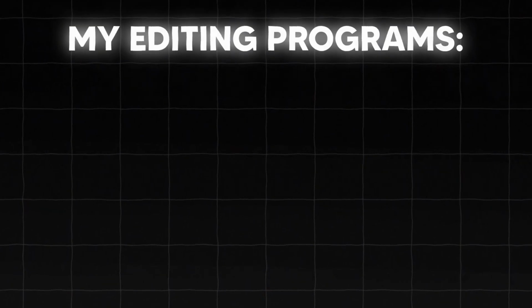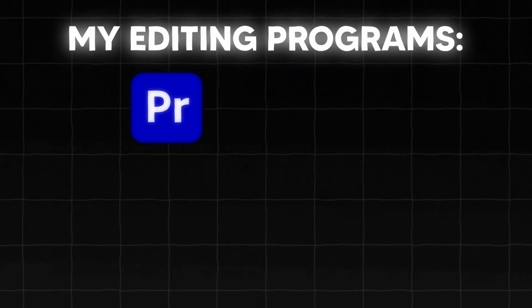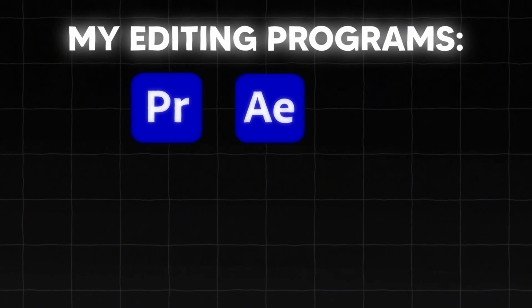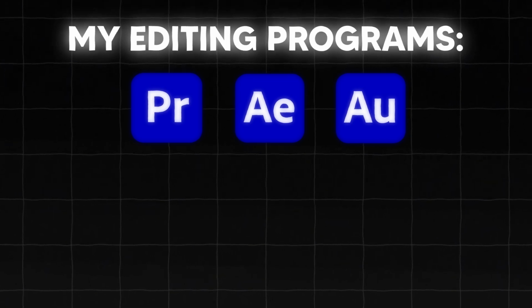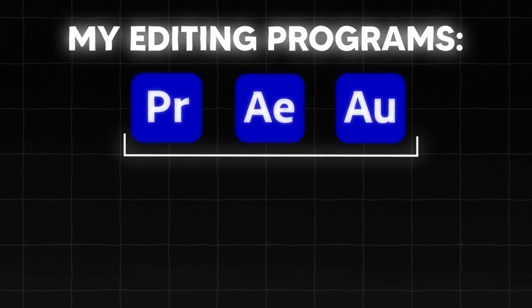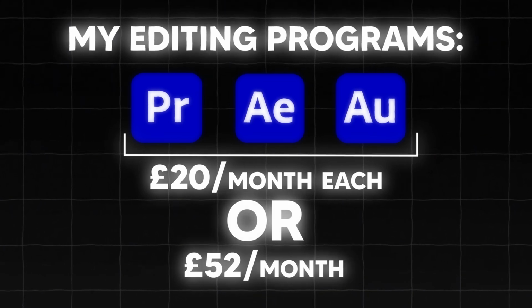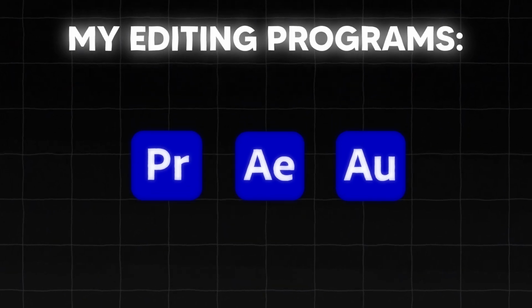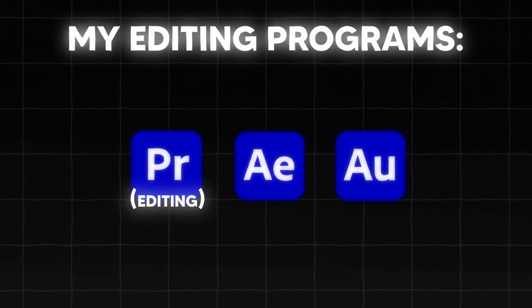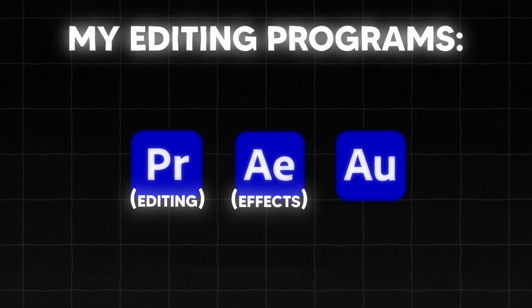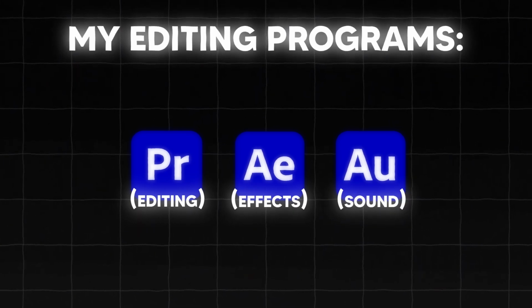But yeah. So in terms of video editing, I use three main apps, which is Adobe Premiere Pro, Adobe After Effects, and Adobe Audition. And all of those three cost me about $20 a month each, or $52 a month with the main package of all the Adobe apps. One of them is for general editing, the other one is for motion graphics and special effects, and the other one is for sound design.